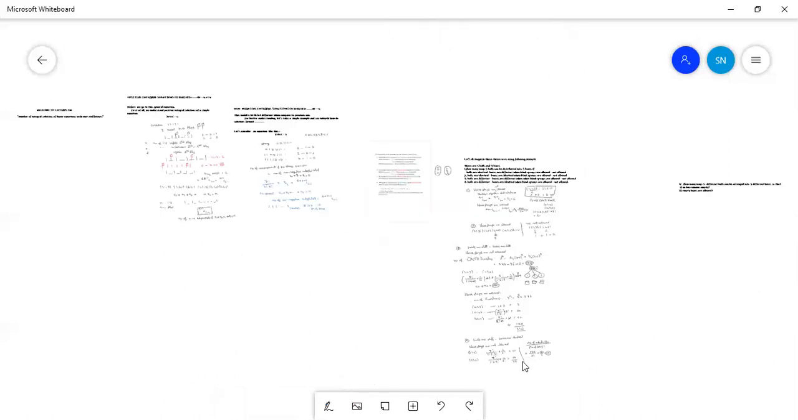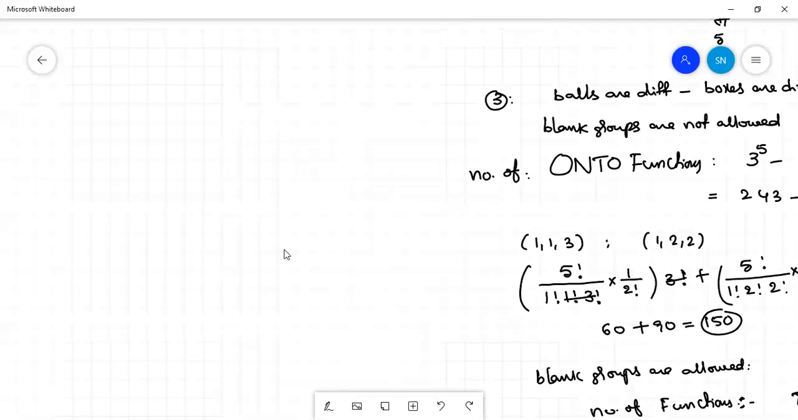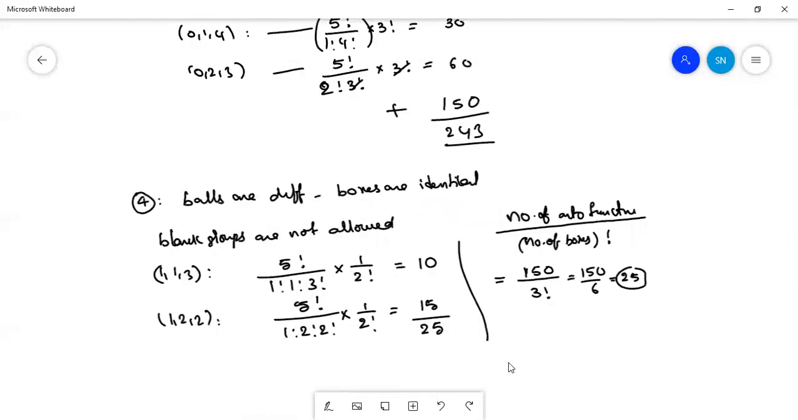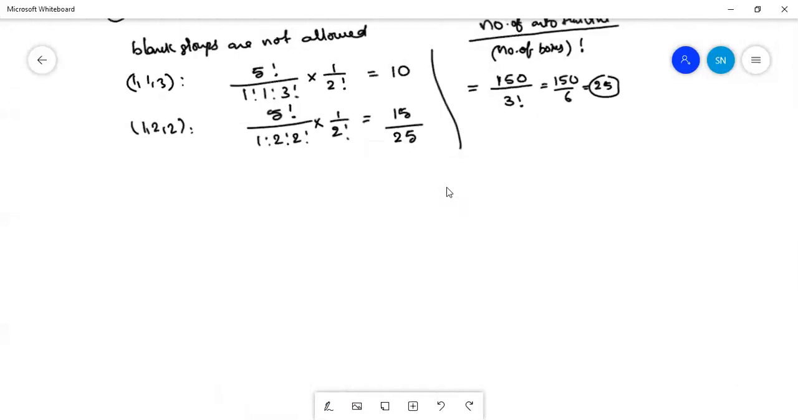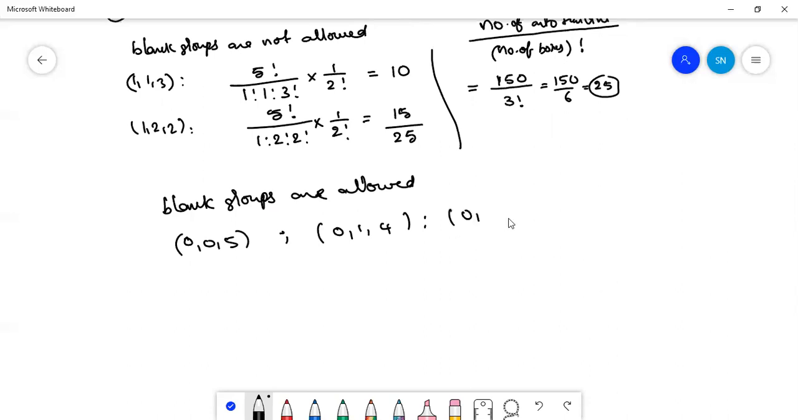Just we need to calculate a few other cases. In addition to these 2 cases, we need to add 2 more cases. What are the cases that need to be added here? Blank groups are allowed. In this case, in addition to this 25, we add 0, 0, 5, 0, 1, 4, and 0, 2, 3.